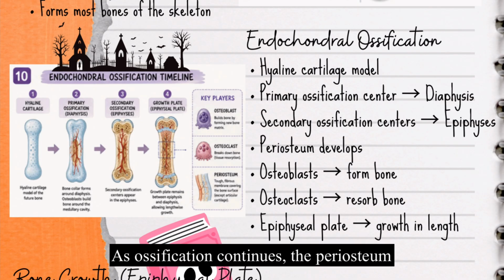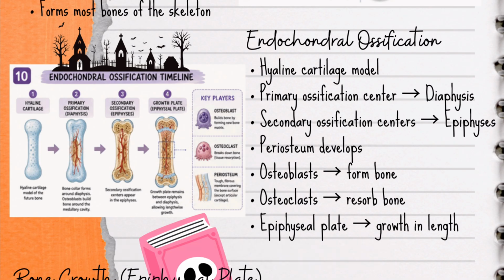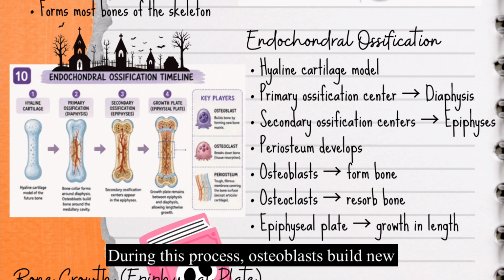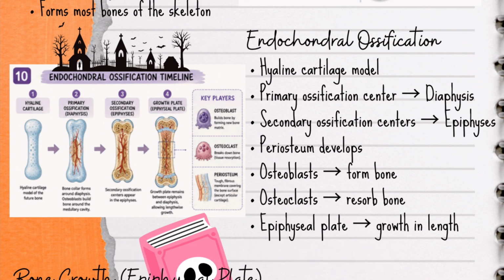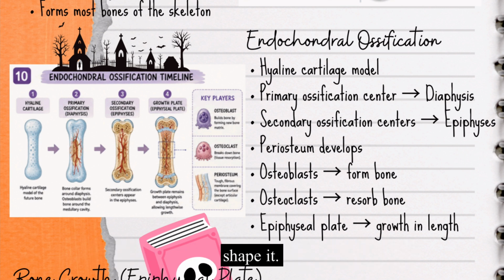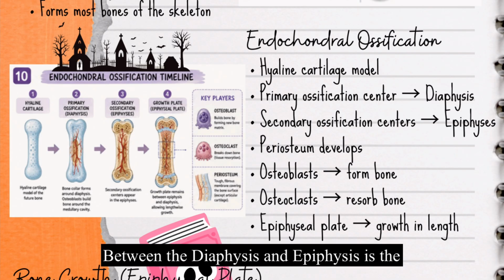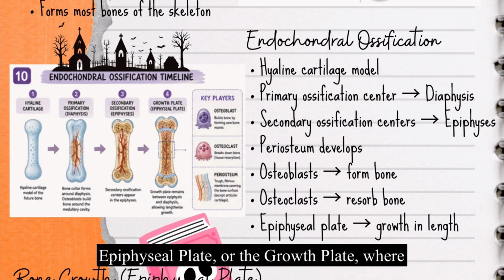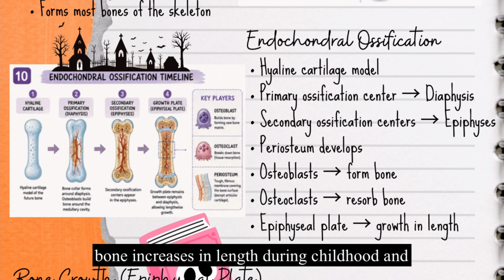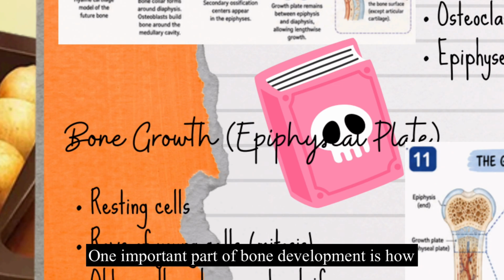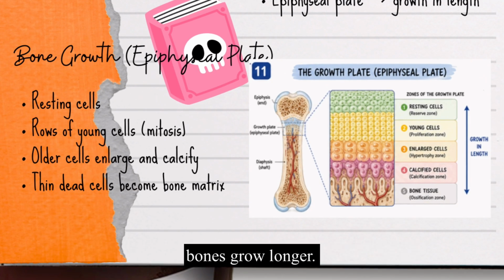As ossification continues, the periosteum develops around the outer surface of the bone. During this process, osteoblasts build new bone, while osteoclasts remove old bone to help shape it. Between the diaphysis and epiphysis is the epiphyseal plate, or growth plate, where bone increases in length during childhood and adolescence. One important part of bone development is how bones grow longer.